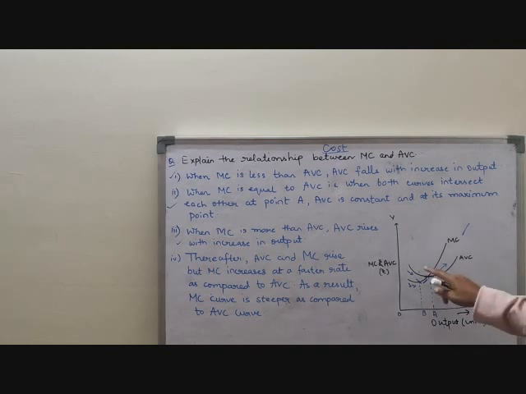See, both are falling, but first marginal cost is falling because it is below the average variable cost. After that, they intersect each other at point A. So average variable cost is constant and at its maximum. After that, it is rising. So marginal cost is rising, and average variable cost is rising, but marginal cost will rise at a faster rate than the average variable cost. So this is the relationship between the marginal cost and the average variable cost. I hope it is clear. So please note it down.